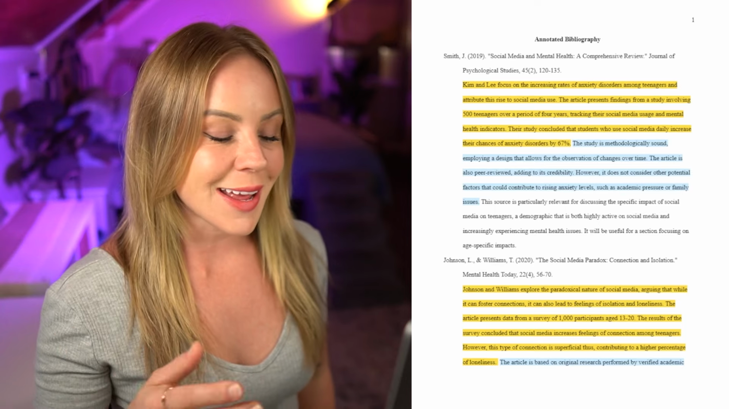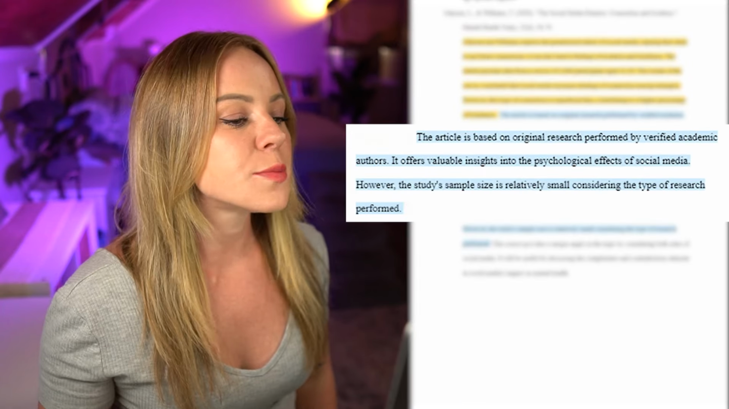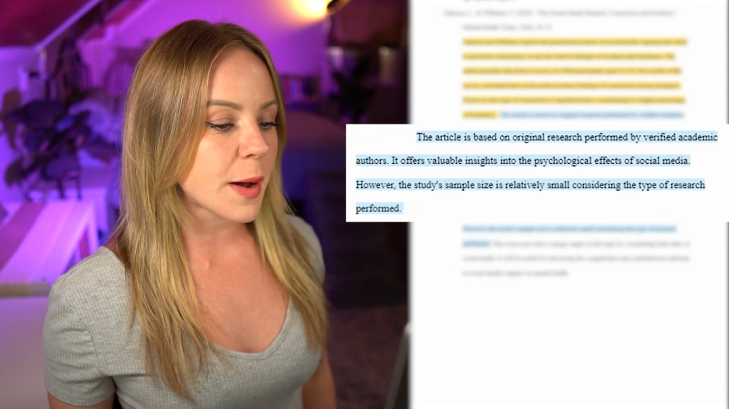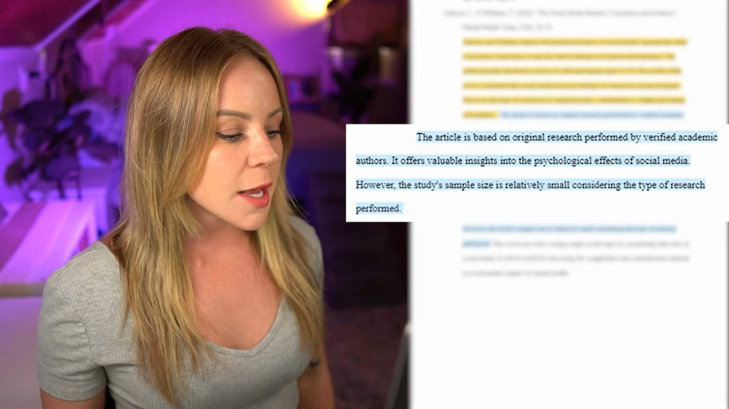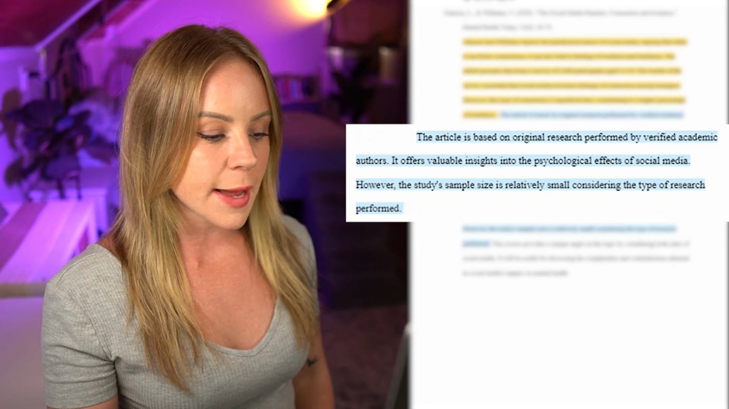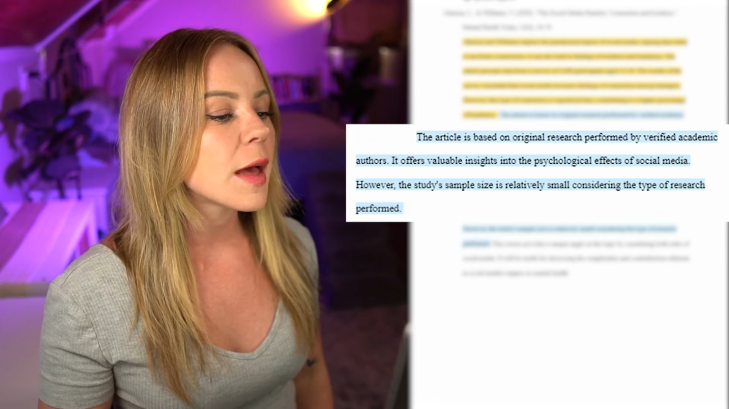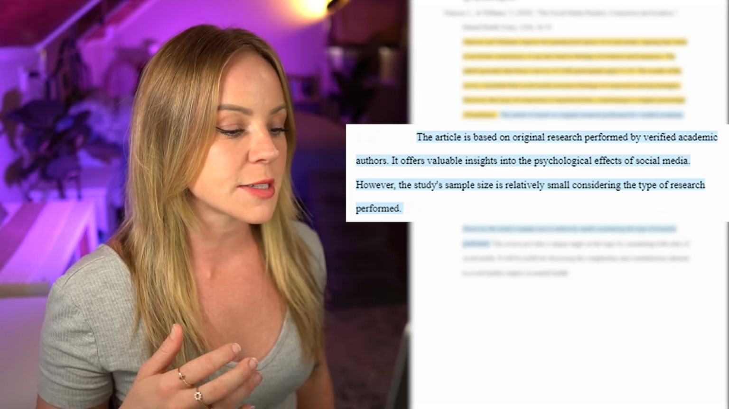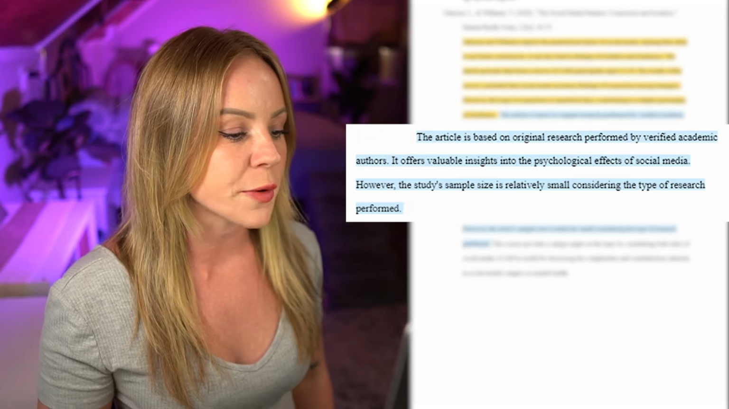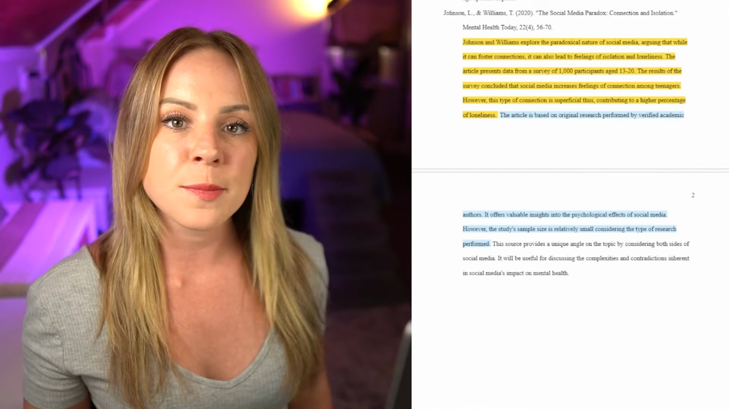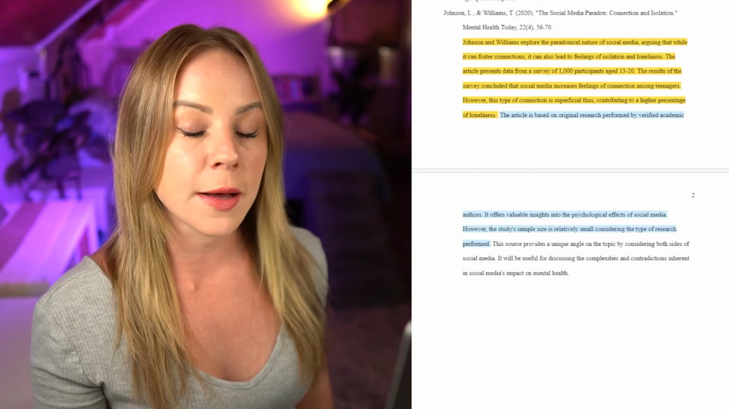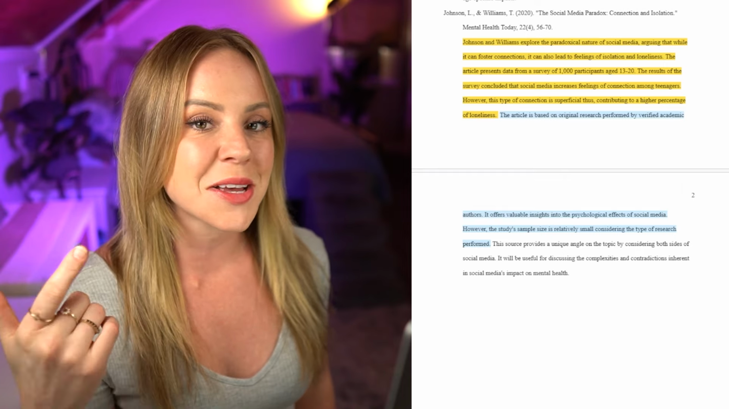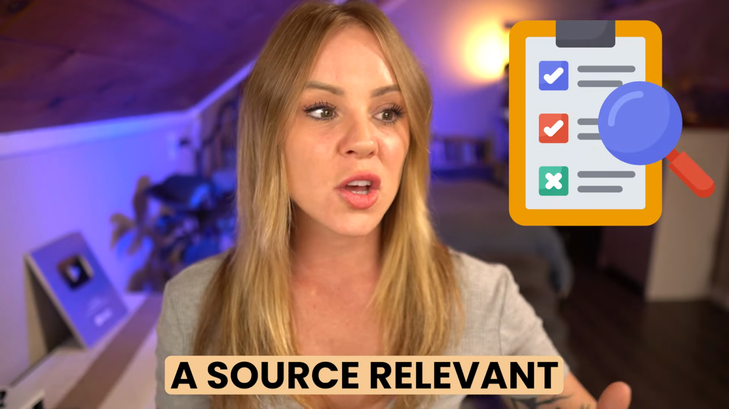Let's take a look at our second annotation. The article is based on original research performed by verified academic authors. It offers valuable insight into the psychological effects of social media. However, the study's sample size is relatively small considering the type of research performed. So once again, note how it's using the same formula in what this article contains and what it does not. That brings us to the third and final thing you should include in an annotation. It's relevance. So how is the source relevant to your research?